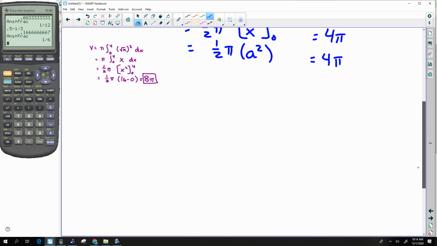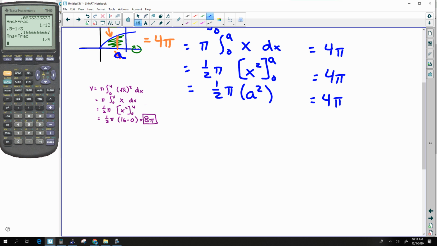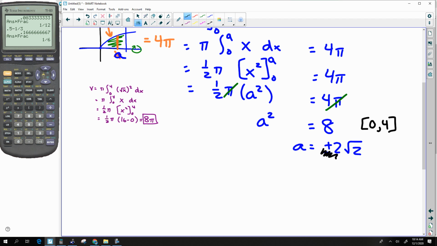Okay, so here is our math problem. What we're going to do is divide by pi and multiply by 2. And then square root that, A is going to be equal to plus or minus 2 square root 2. Now, because this has to be in the interval from 0 to 4, the negative portion of that answer doesn't make any sense. So the x value, aka our A, is equal to 2 square root 2. That is the x value that will split that volume right in half.